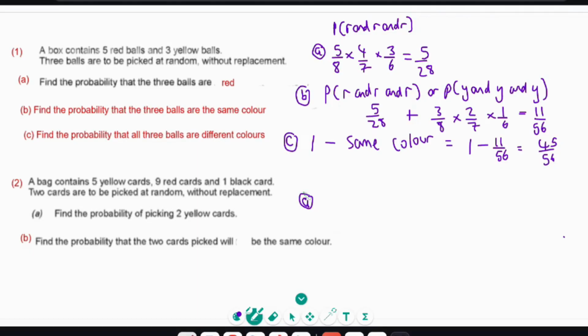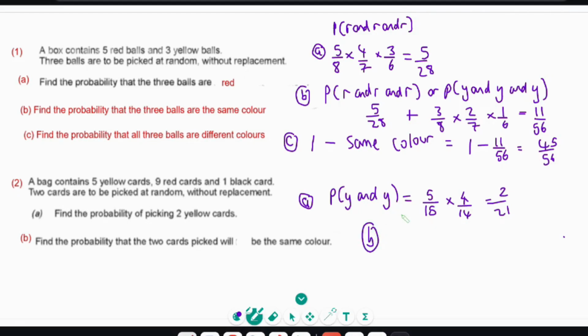Question 2. Bag contains 5 yellow cards, 9 red cards, 1 black. Find the probability of picking 2 yellow. The probability of a yellow and a yellow. 5 over 15 and 4 over 14. 2 over 21.